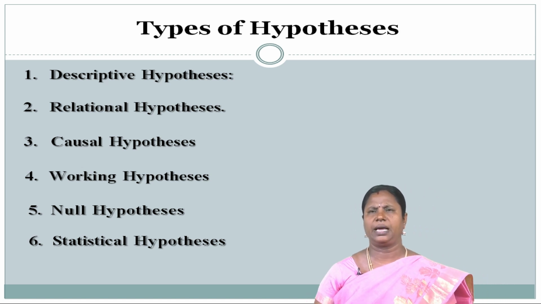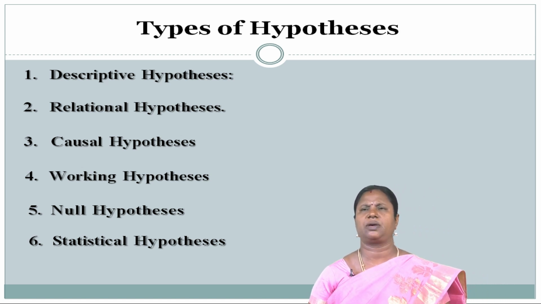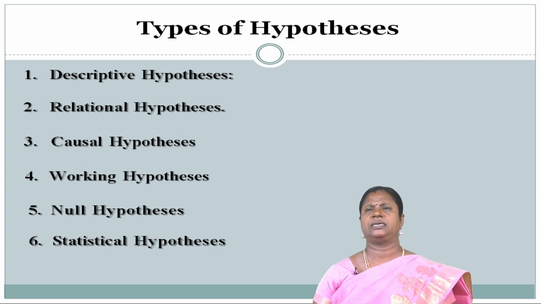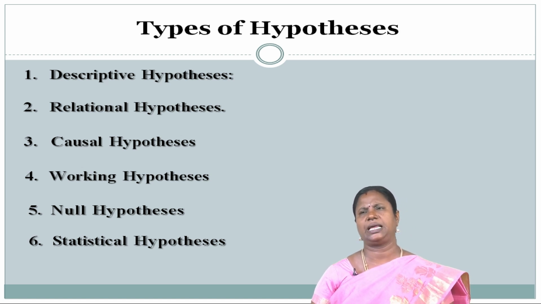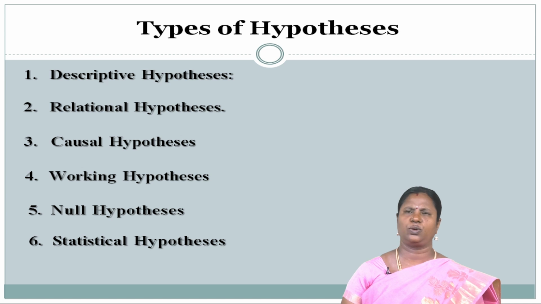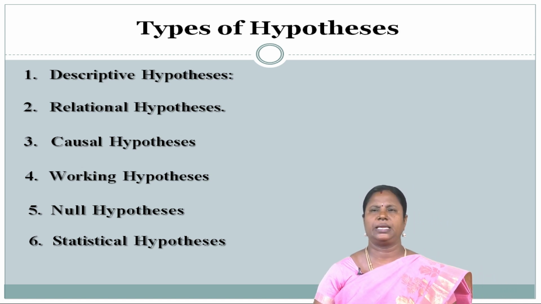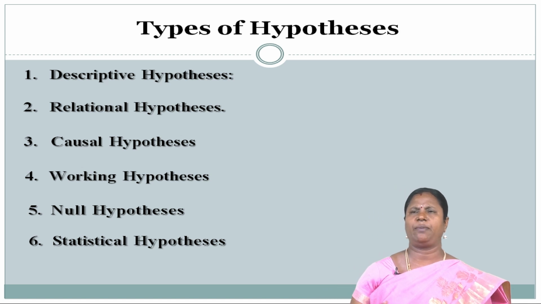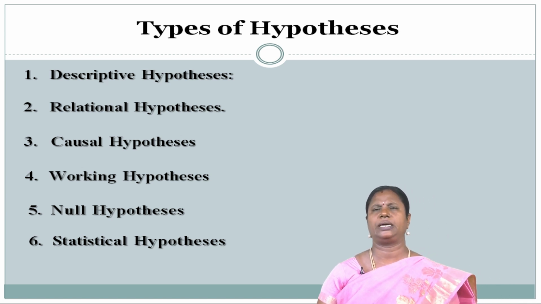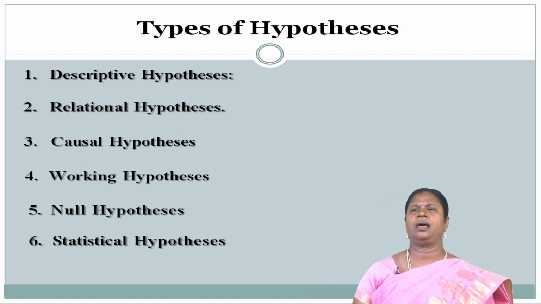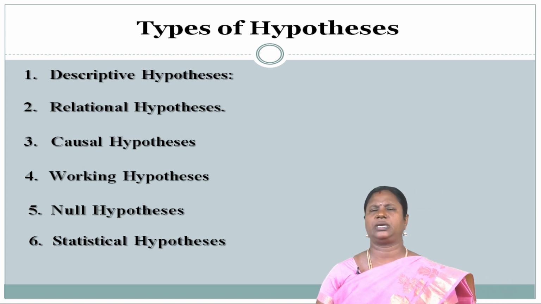Next, null hypothesis. These hypotheses are formulated for testing statistical significance. Since this form is a convenient approach to statistical analysis, the test would nullify the null hypothesis. For example, there is a relationship between a family's income and expenditure on recreation. A null hypothesis may state there is no relationship between family's income level and the expenditure on recreation.